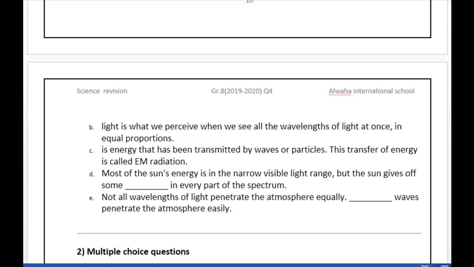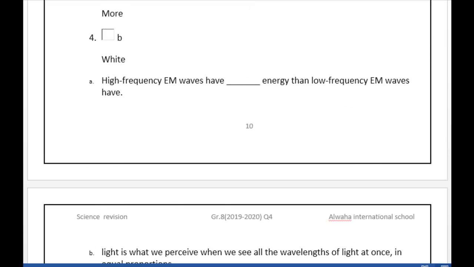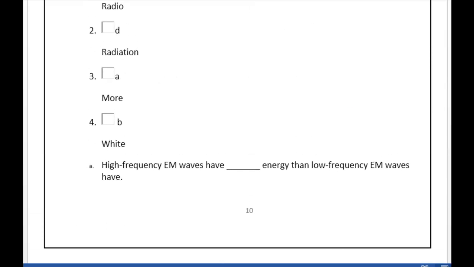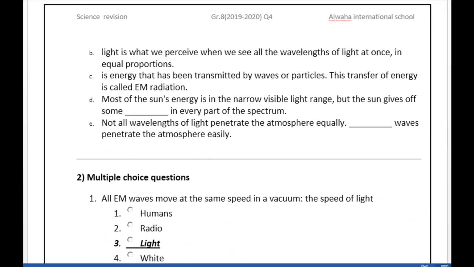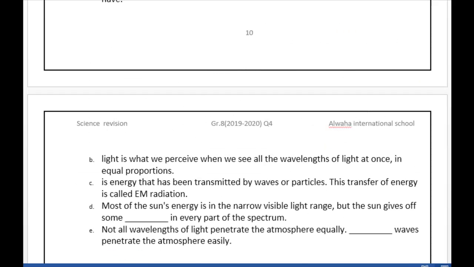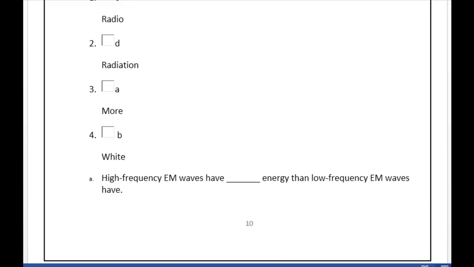Number D, most of the sun's energy is in the narrow visible light range, but the sun gives off some in every part of the spectrum. Number D will be radiation. Number E, not all wavelengths of light penetrate the atmosphere equally. What wave penetrates the atmosphere easily? So the answer will be radio waves.